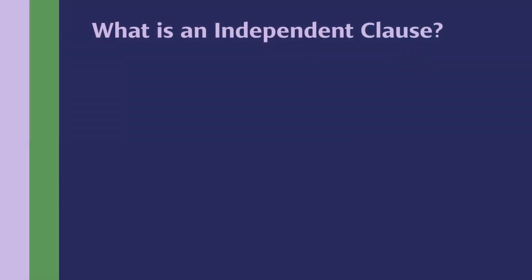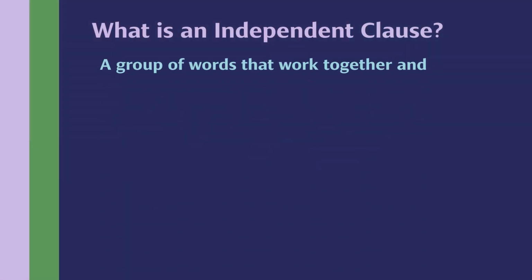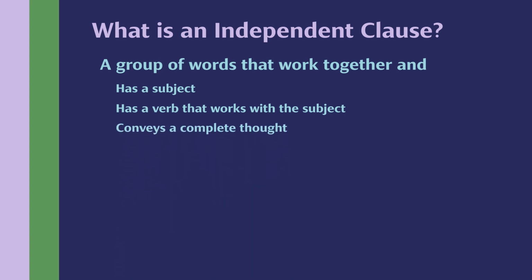Since I used the term independent clause in 2 of the rules, it's important for you to know what an independent clause is. An independent clause is a group of words that work together and has a subject, has a verb that works with that subject, and conveys a complete thought. Take a look at my 3 sentences here.